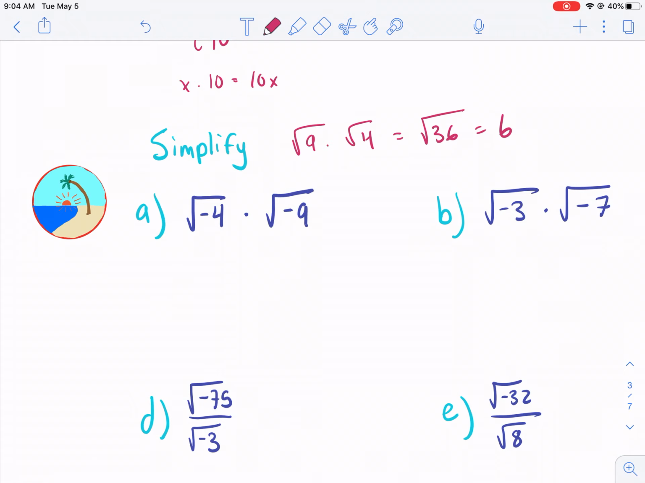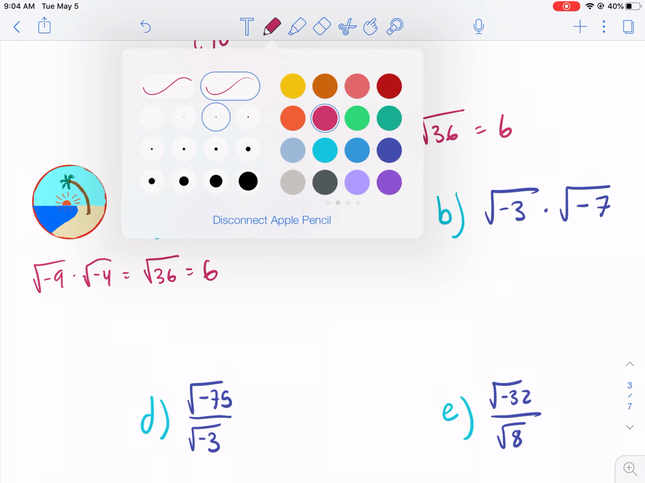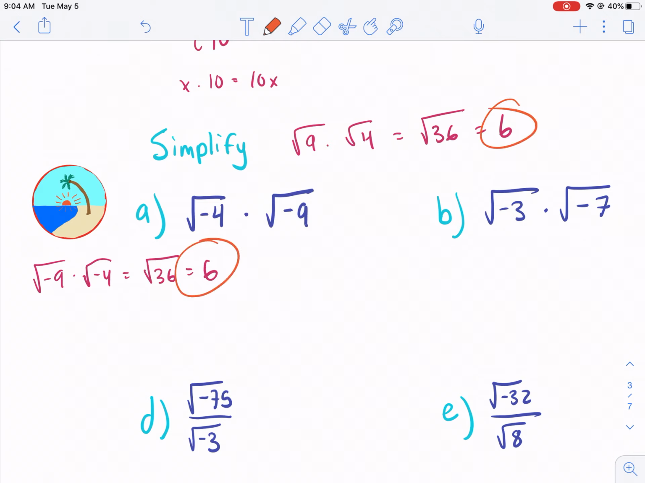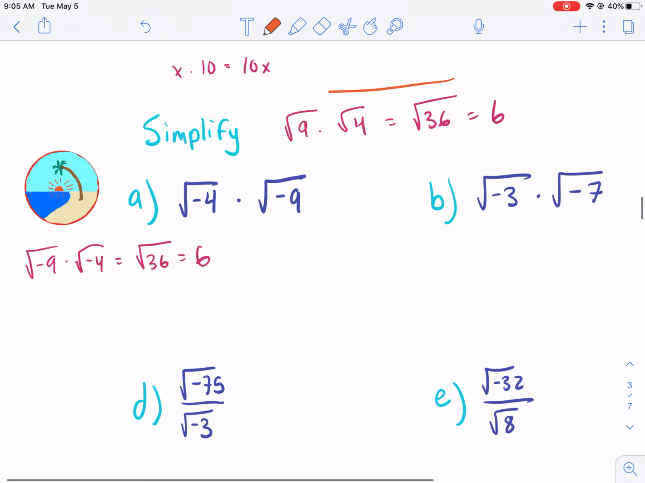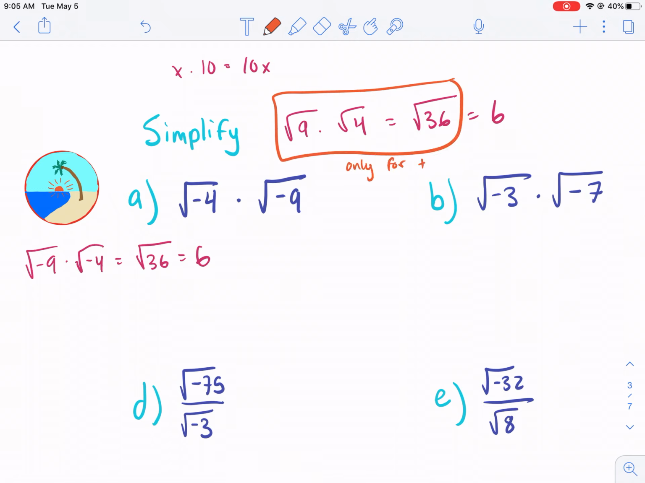Now, why can't we do that here? Well, if we multiply negative 9 times negative 4, we get positive 36 again, and we get 6. Now, how do you explain that we get the same answer for these two, if one has negative numbers, which are imaginary, and the other one has positive numbers? That can't be rationalized. So this rule only works for positives. So this is only for positive numbers. So we can't do that with negatives. Don't get in the habit of doing that with negatives.